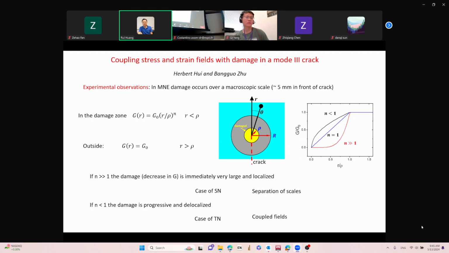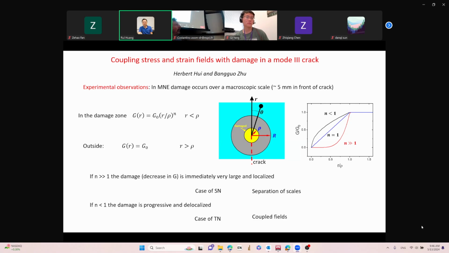So what's the consequence of having these two types of damage profile? I think in the n much larger than 1, it's a classic case. You could separate the scales. But n smaller than 1, this progressive damage can occur over a pretty large zone, which definitely affects the stress and strain field.